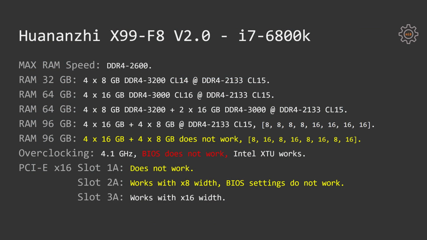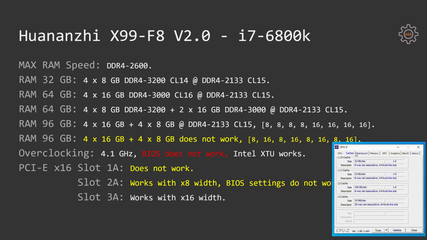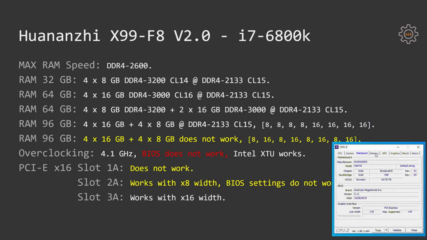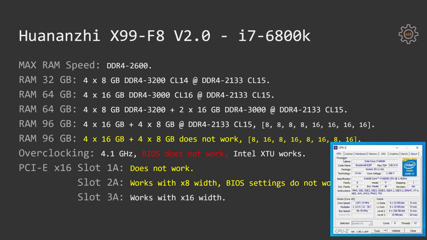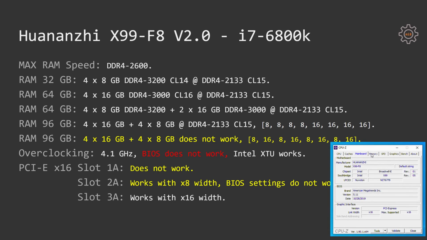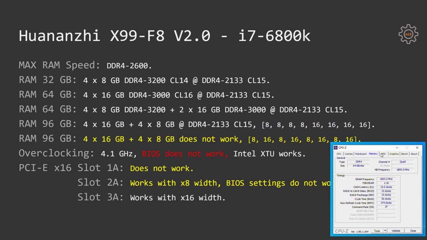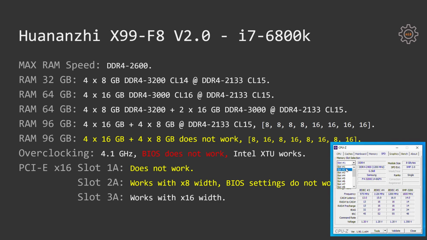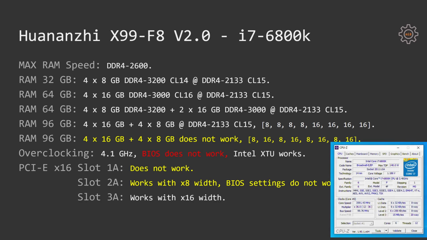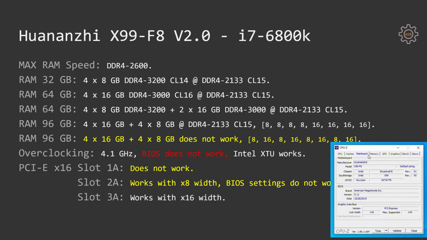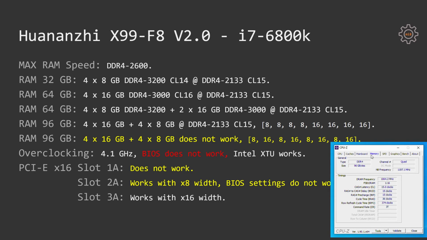This CPU was tested with the following RAM specification. 32GB in 4x8GB sticks DDR4-3200. 64GB, 4 sticks of 16GB each DDR4-3000. 64GB with 4 sticks of 8GB each and 2 sticks of 16GB. 96GB, 4 sticks of 16GB and 4 sticks of 8GB.